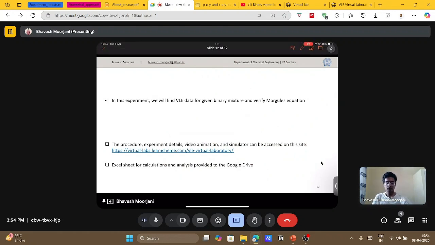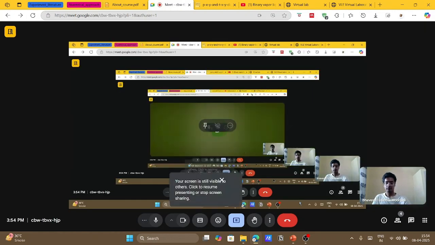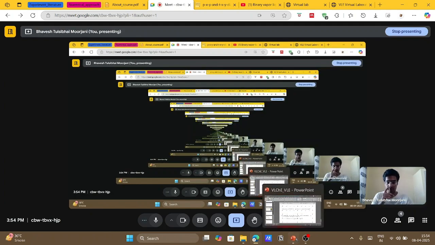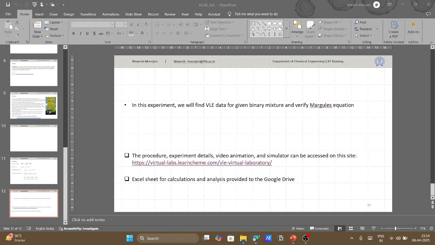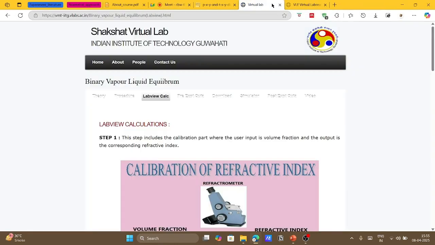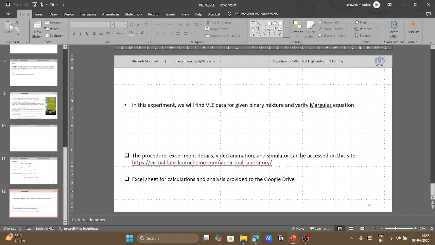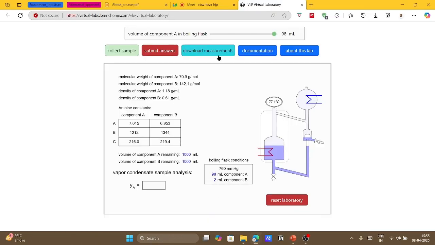Now let's go to the experimental part. If you click on the experiment link here, it will take you to the vapor liquid equilibrium virtual laboratory. So first, before starting an experiment, do a reset laboratory.